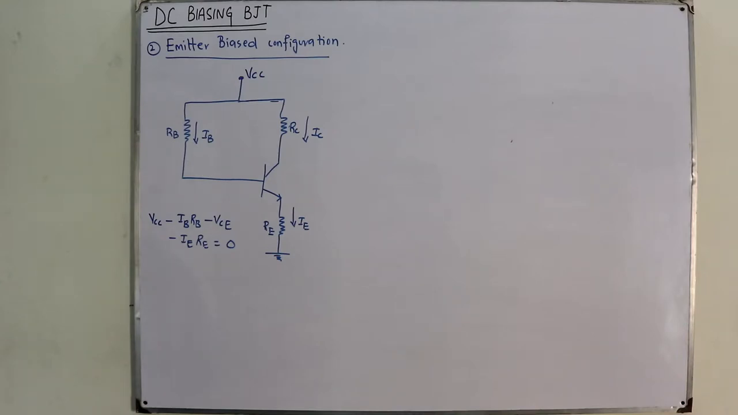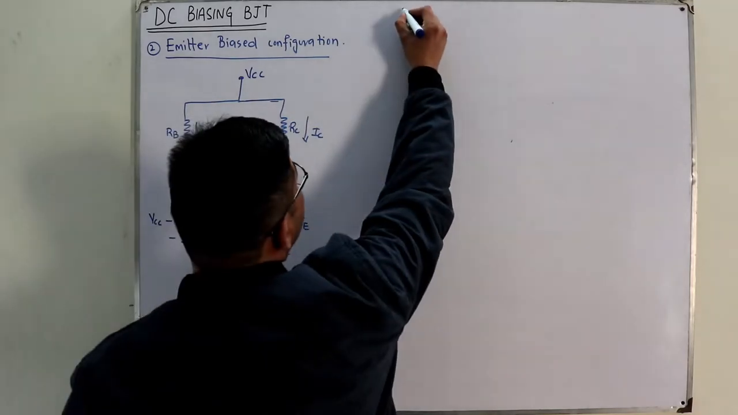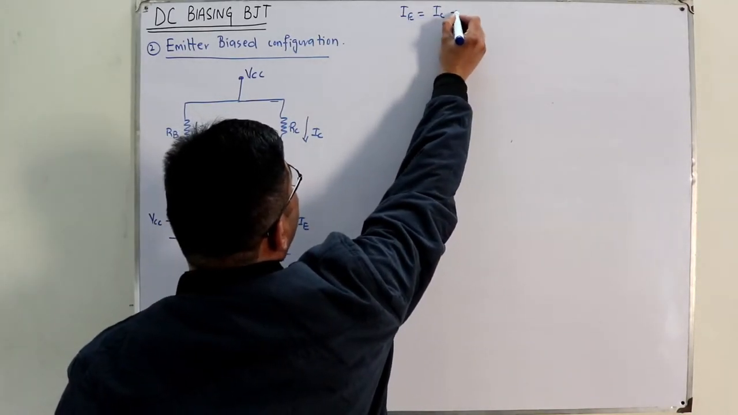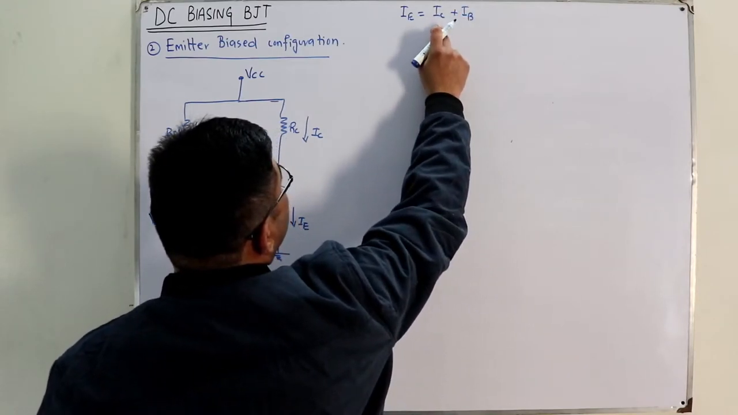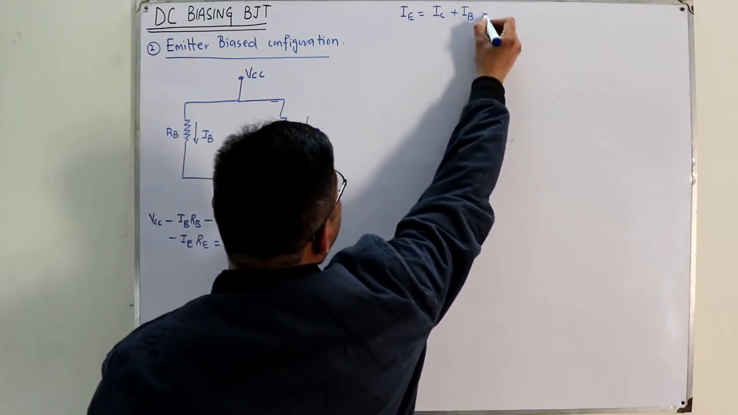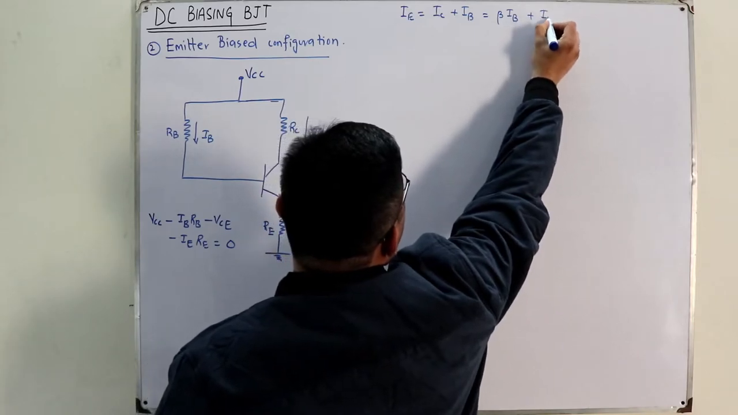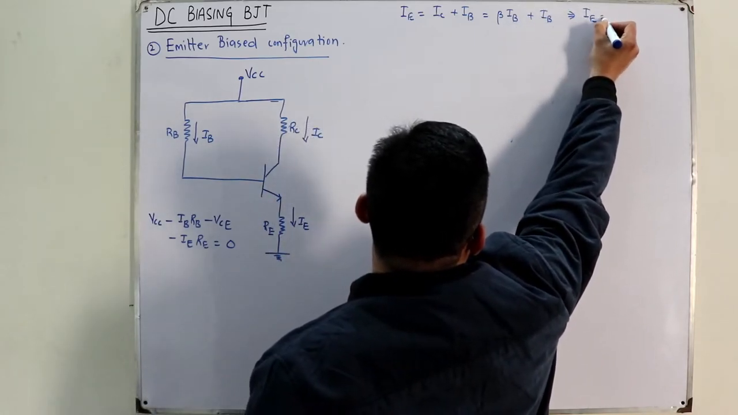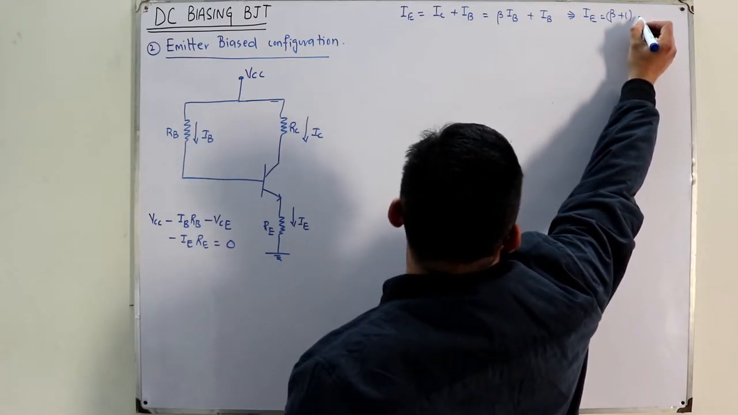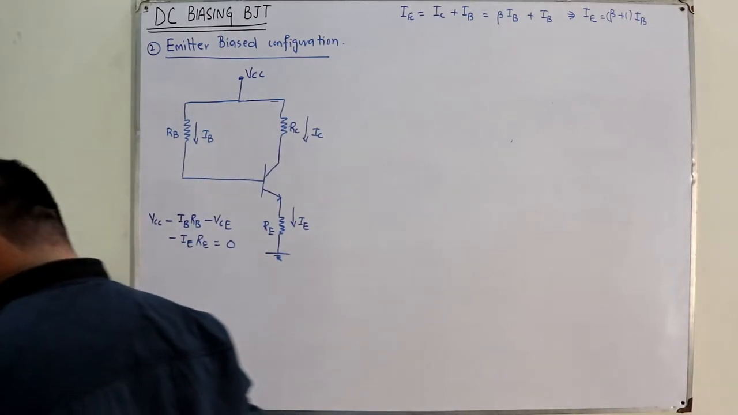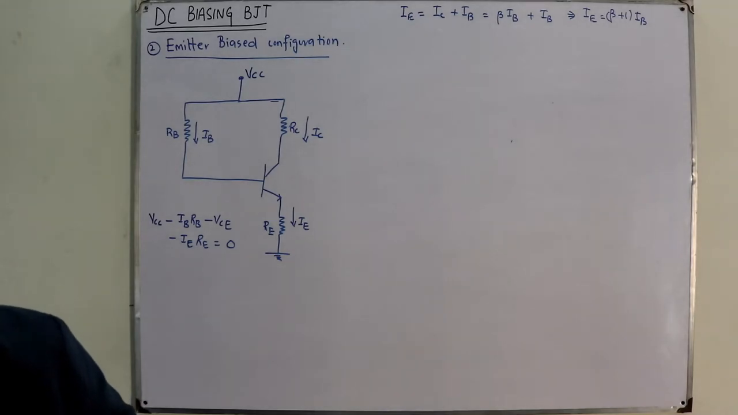Now you can check from here that IE is equal to IC plus IB, and IC is equal to beta times IB. So this is equal to beta times IB plus IB. So you could say that IE is beta plus 1 times IB. Isn't it like this? It is. So this implies, put the value here.